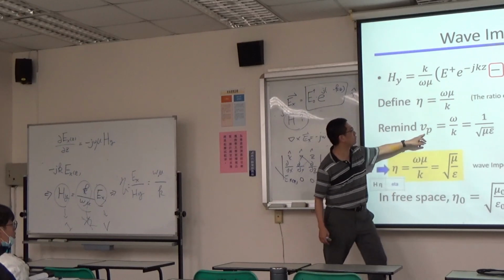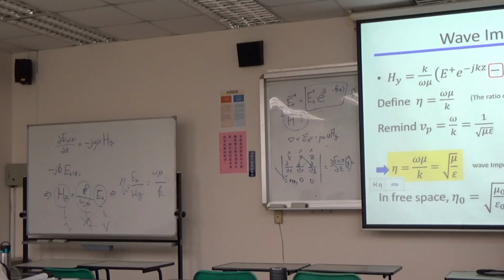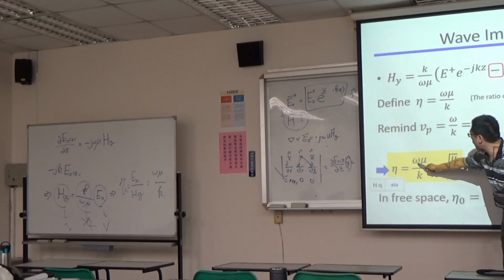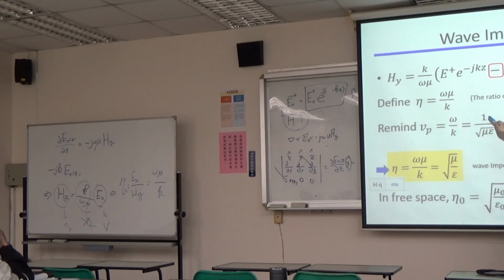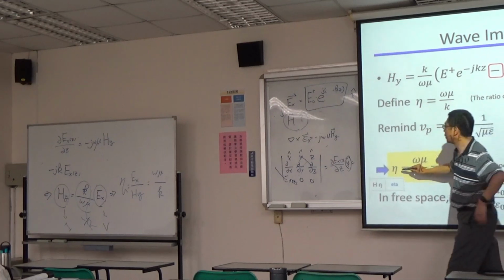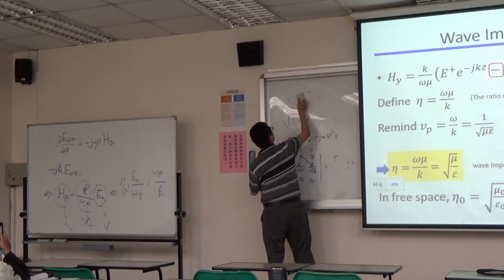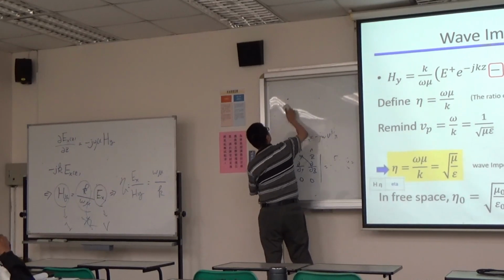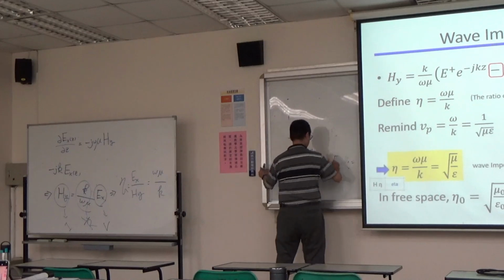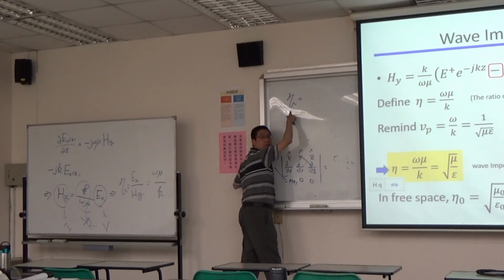And we know these equations. Vp is omega over k, and it is 1 over the square root of mu epsilon. We know this one just a couple of minutes ago. And omega over k is 1 over the square root of mu epsilon, and then multiplied by mu. This is eta, okay? You know how to pronounce it? The impedance.